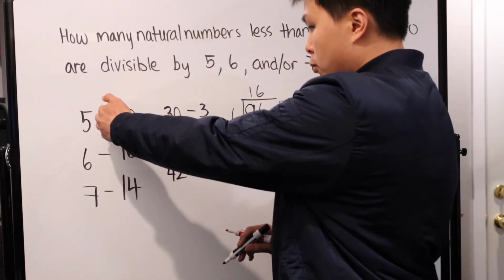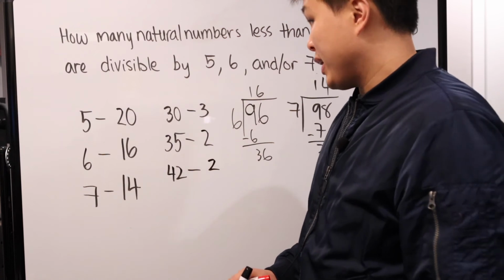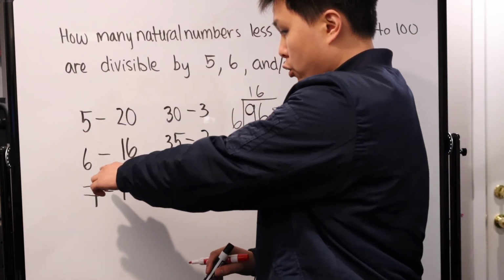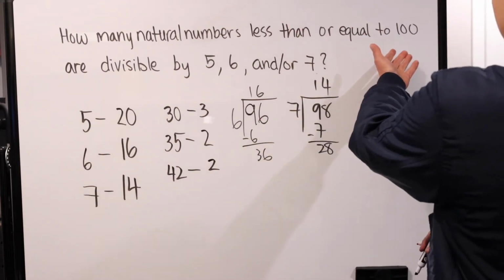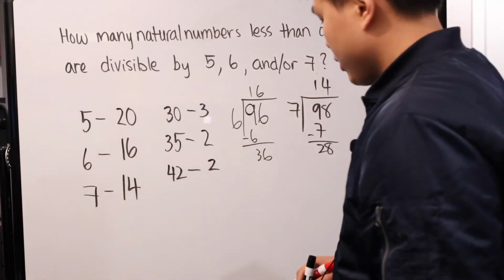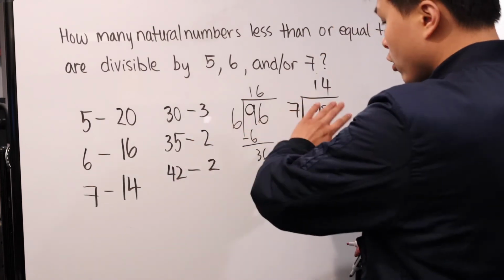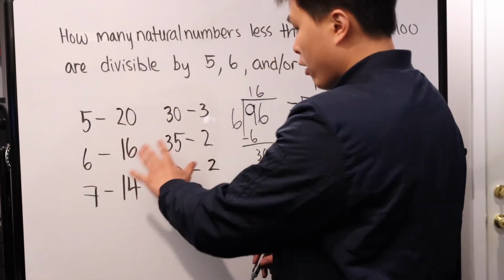Is there one where it's a multiple of all 3? Probably not, right? Because 5 times 6 is 30, times 7 is what? 210. That's way bigger than 100, so we don't care about that. All right, cool. Now, we have all this. We have all of these and all the potential overlap.